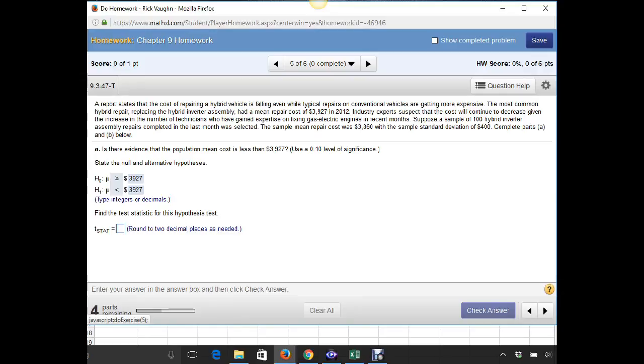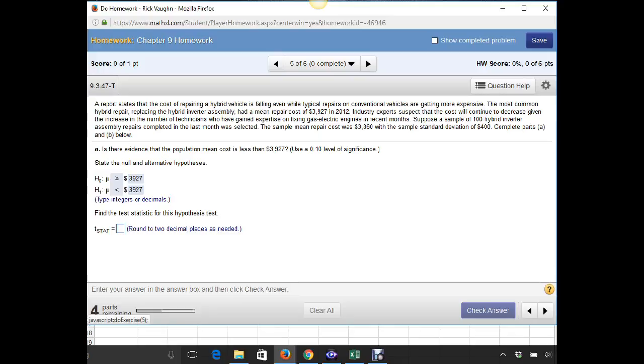So when we start with the null hypothesis, the first thing I'm going to put is into the alternative, the hypothesis that the population mean is actually less than 3927. The alternative is in essence what we're looking for. We want to suggest that the mean repair cost has gone down. That's stated in the alternative.